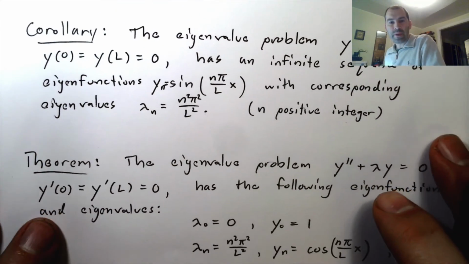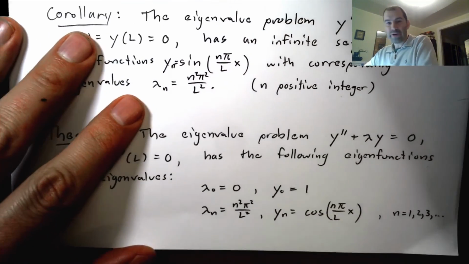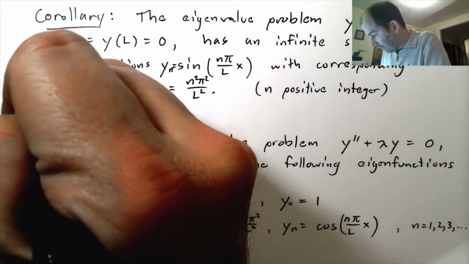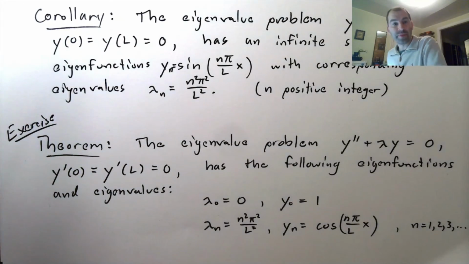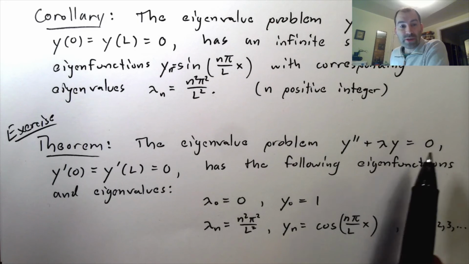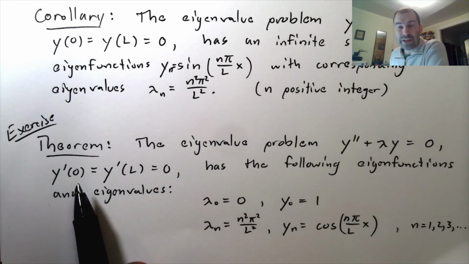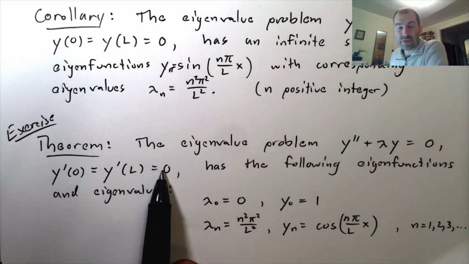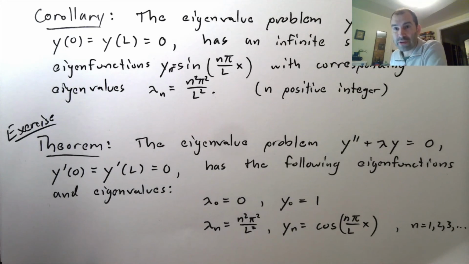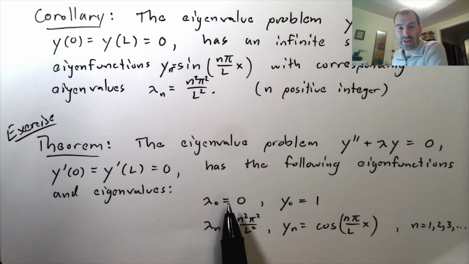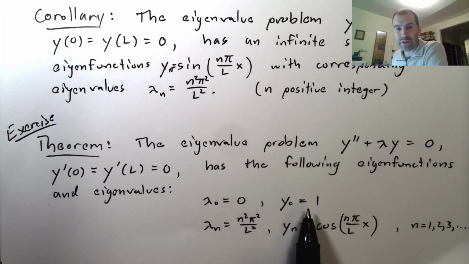And finally, I want to point out this other theorem, which I leave as an exercise for you. All right? Exercise. Prove this. The eigenvalue problem, same differential equation, but with different boundary conditions. Notice we're specifying that the derivatives are equal to 0, not that the function is equal to 0 there. We're not specifying the value of the function. We're just saying that the derivatives are equal to 0. It has the following eigenfunctions and eigenvalues. I listed the eigenvalue first, followed by the corresponding eigenfunction.